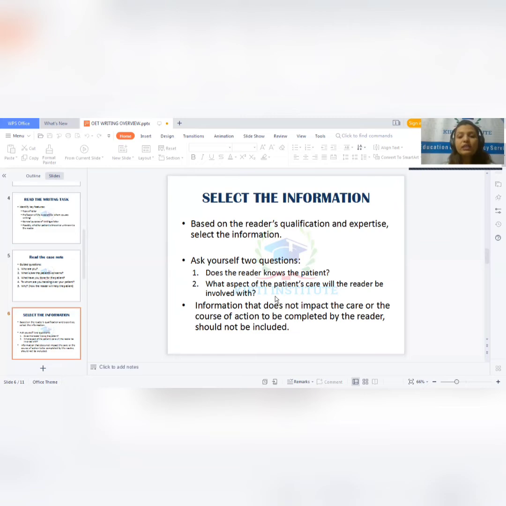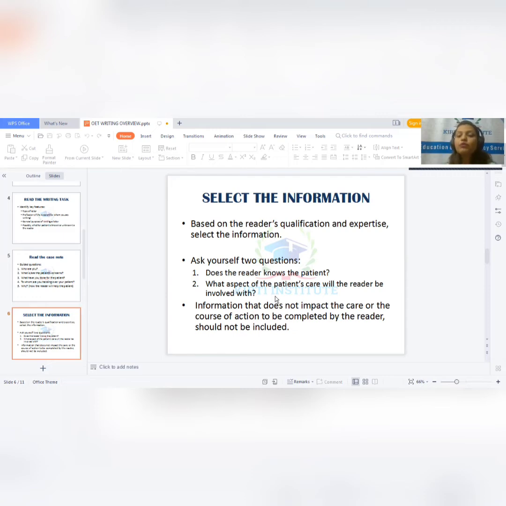Number one, does the reader know the patient? As I said in the beginning, if the reader is already known, the reader must be knowing about the patient's medical history or social history. We may not need to write it into the letter. But if the reader is unknown, we may write it if the reader is involved with that particular care. Let's see question number 2. What aspect of the patient's care will the reader be involved with?